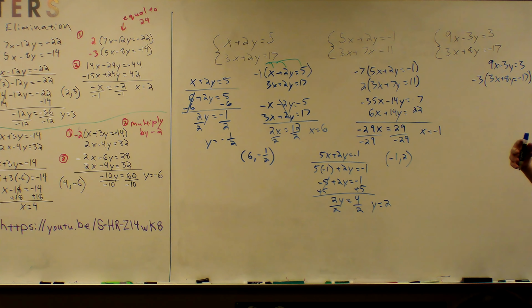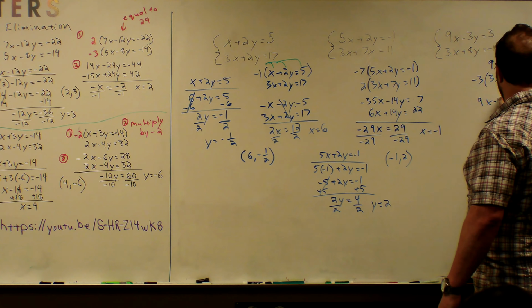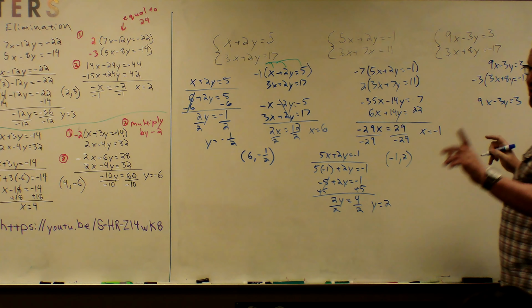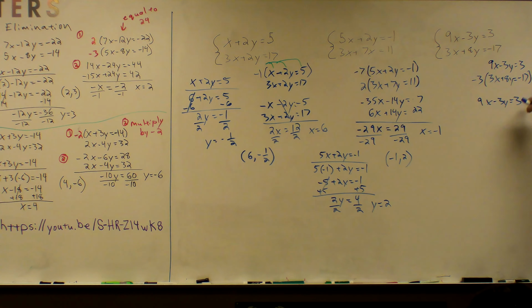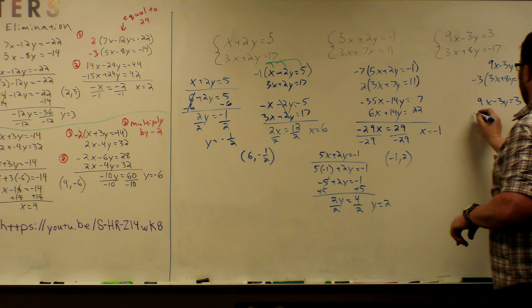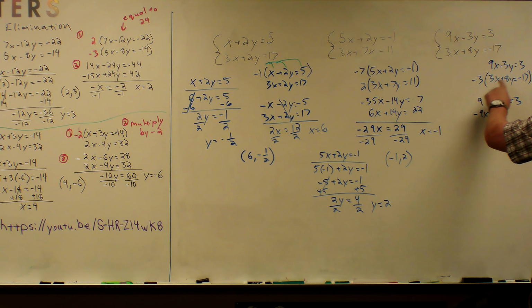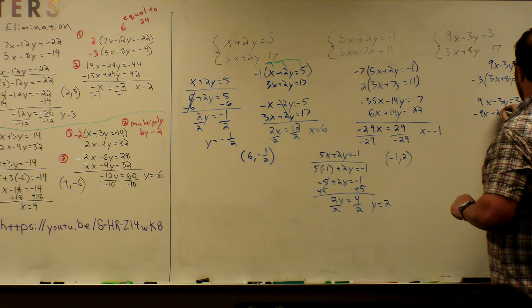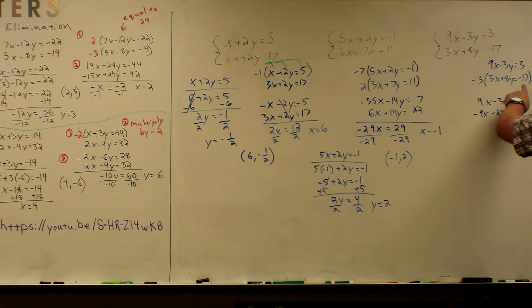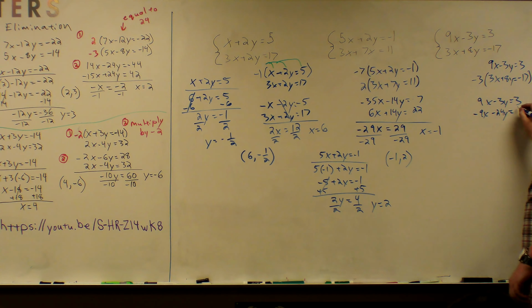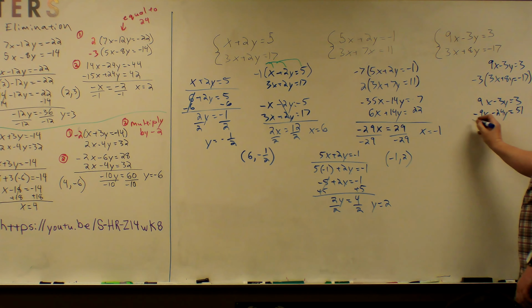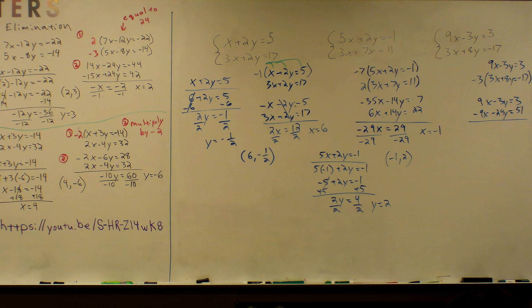Now, a good step, this is what I do. I take this one, since I'm not modifying, and I write it again. 9x minus 3y equals 3. Let me show you why I do that. Then I can just multiply this out and put it at the bottom. So 3 times 3 is negative 9x. And then 3 times 8, negative 24y. And then 17 times 3 is 51. Positive. So we draw a line here.